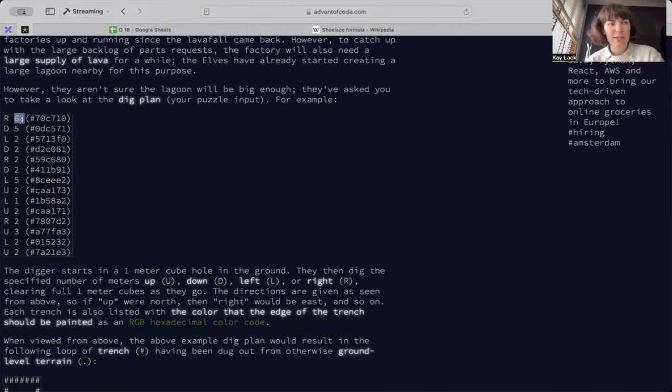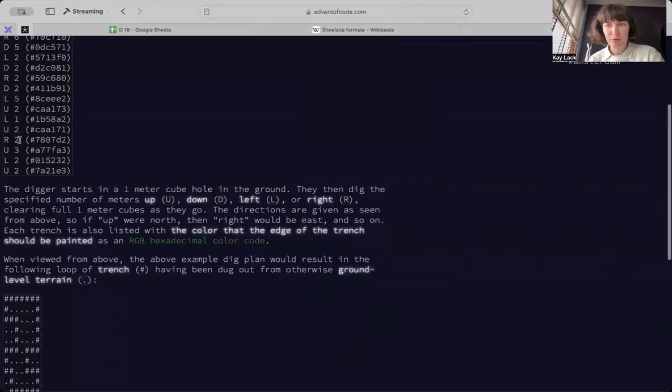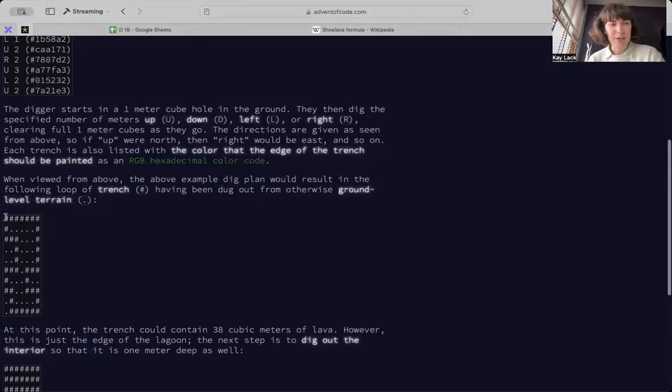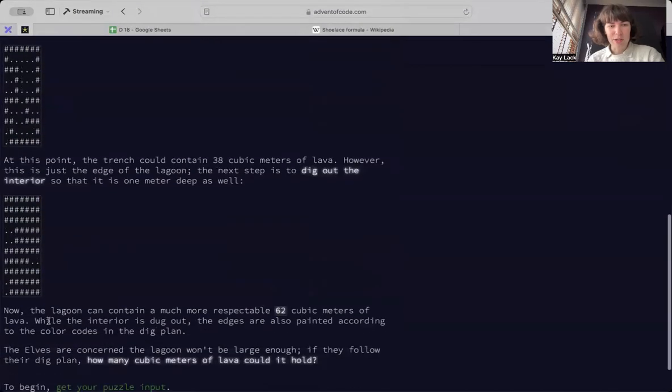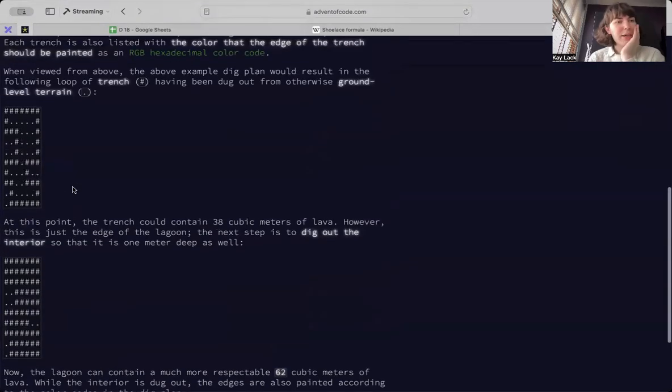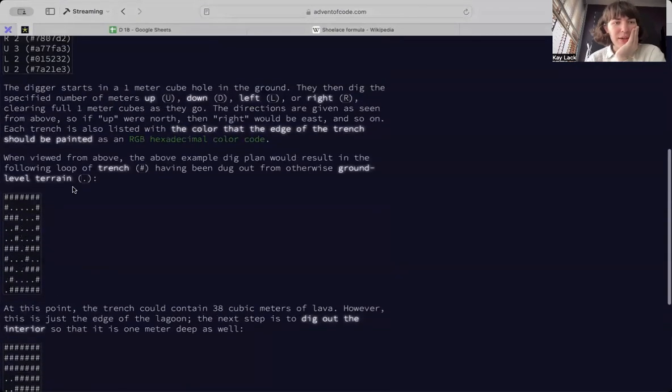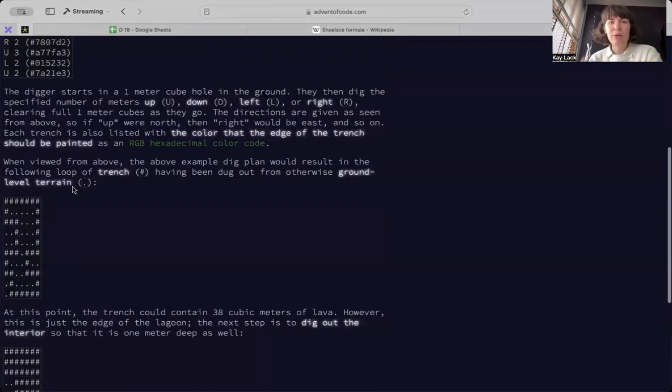going right 6 steps, going down 5 steps, going left 2 steps, and then sort of building this trench, then filling it in. Our task is to find the number of filled in squares or cells. There are a few little quirks.